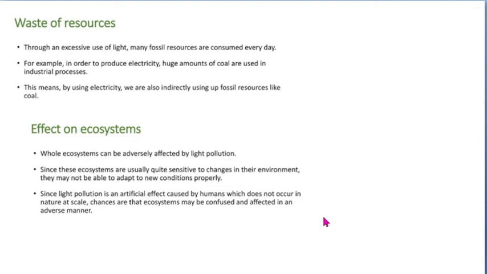Then effect on ecosystem. So whole ecosystem can be adversely affected by light pollution, as we discussed. Since these ecosystems are usually quite sensitive to changes in their environment, they may not be able to adapt to new conditions properly. Since light pollution is an artificial effect caused by humans which does not occur in nature at scale, the chances are that ecosystem may be confused and affected in an adverse manner, isn't it?